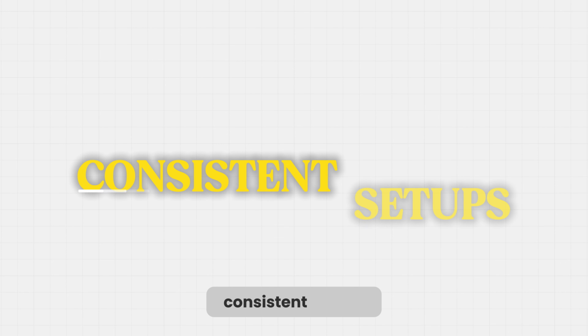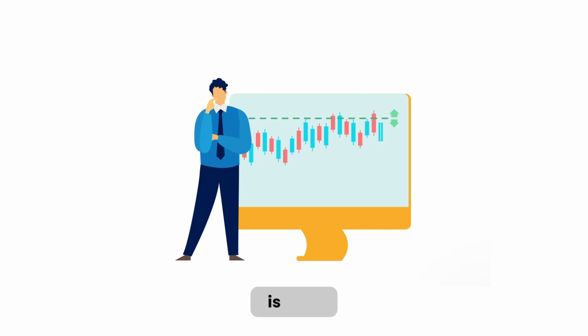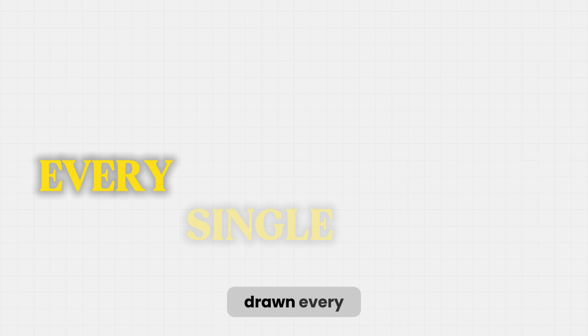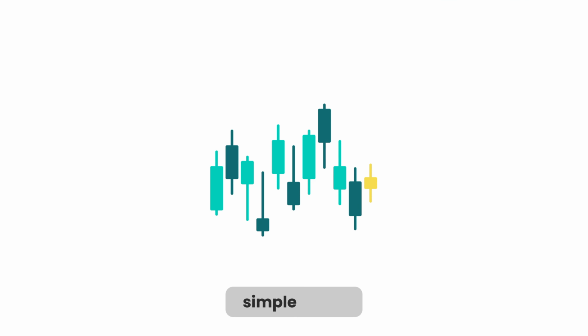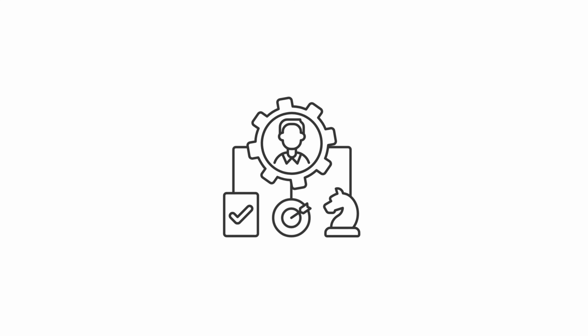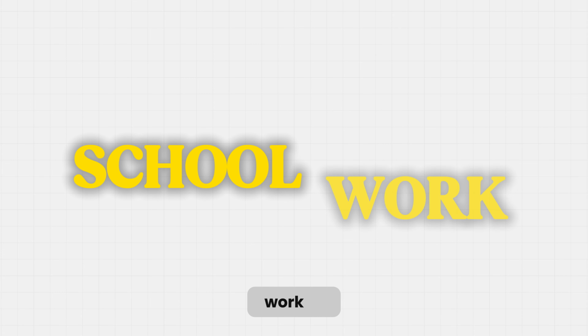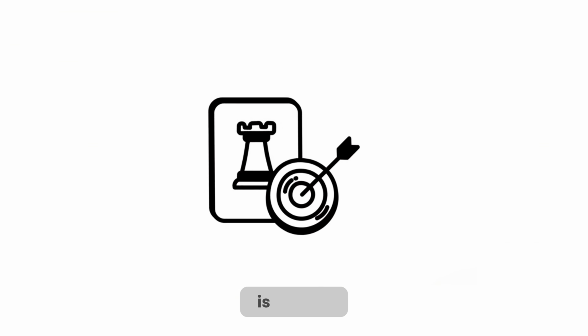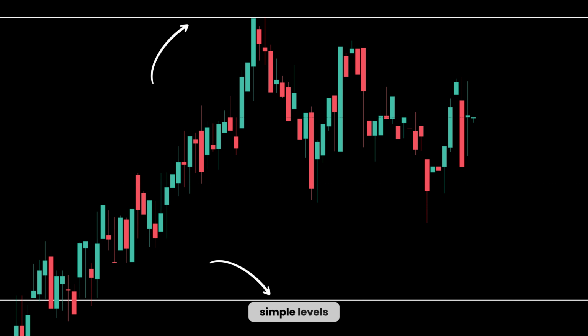One of the most consistent setups in my entire playbook is built from 2 levels drawn every single morning. This one simple setup allows me to trade from 9:30 a.m. to 11 a.m. EST every single day. So if you have other responsibilities, school, work, or anything else, this strategy is perfect for you, and all it requires is drawing out 2 simple levels every single morning.